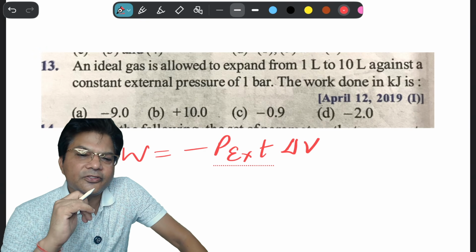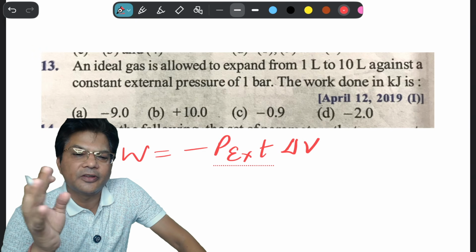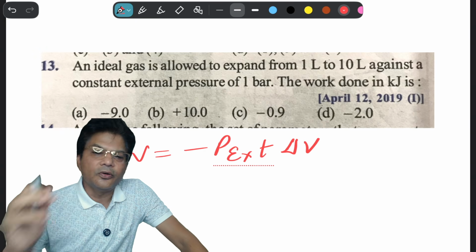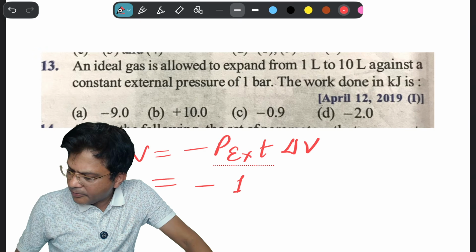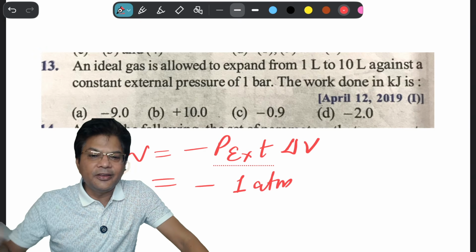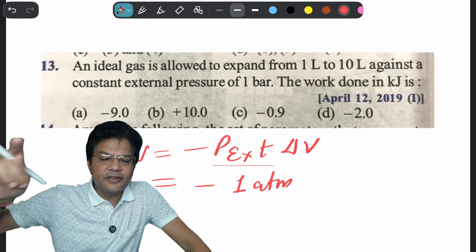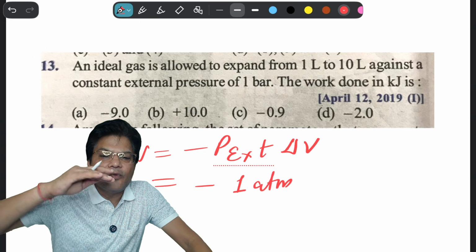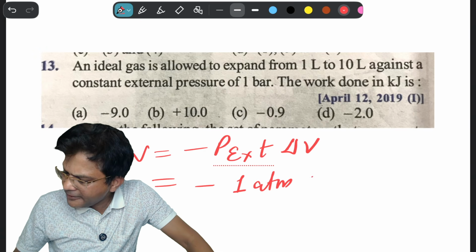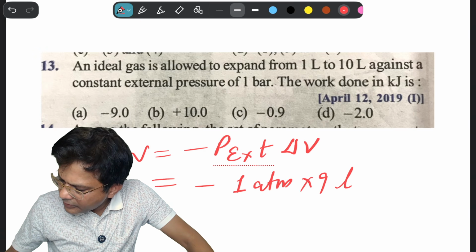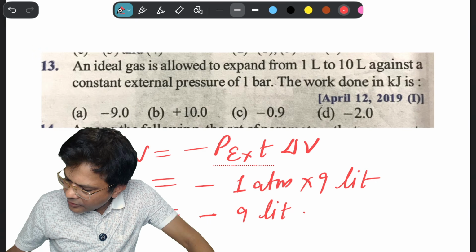So let's see, external pressure is 1 bar. Okay, let me take it as 1 atmosphere because the options are given in terms of that. So W is equal to minus P external. So let me take 1 atmosphere and change in volume, V2 minus V1. Final 10, expands from 1 liter to 10, so 10 minus 1. 10 minus 1 is coming out how much, kids? 9 liters. So it is coming out minus 9 liter atmosphere.